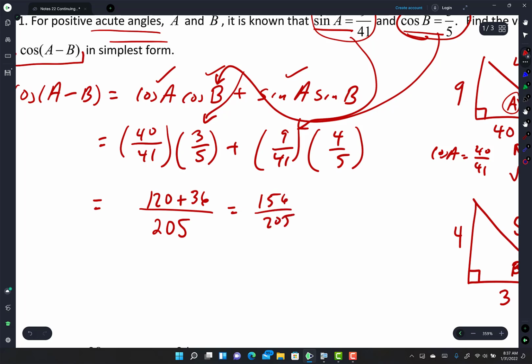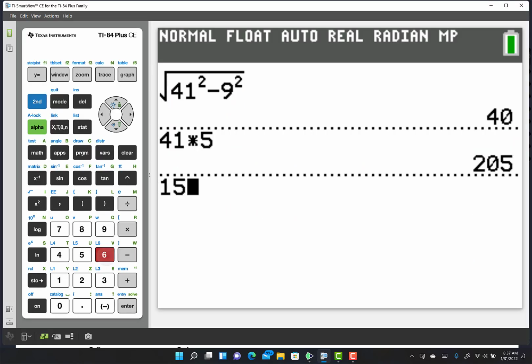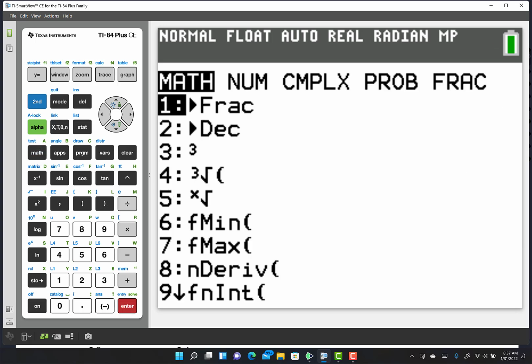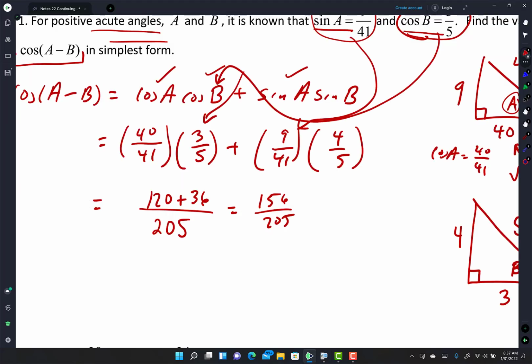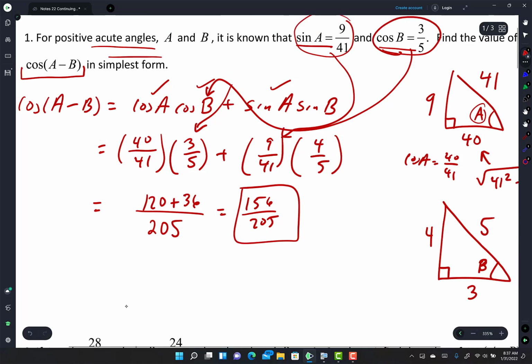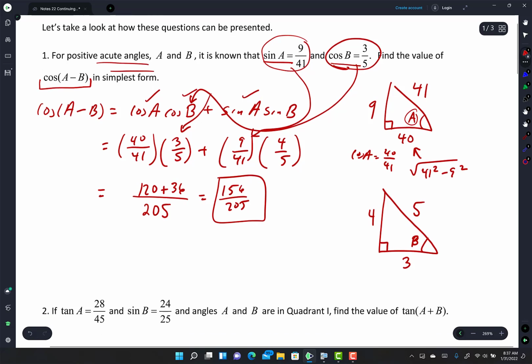I don't think it reduces. We'll find out though. 156 over 205. Enter, math, fraction, enter. Nope, it doesn't reduce. 156 over 205 is your answer. And there it is. That's in simplest form. What'd you guys think? Was that cool? Awesome. And that's it, guys. That's all you're doing. Let's keep going.